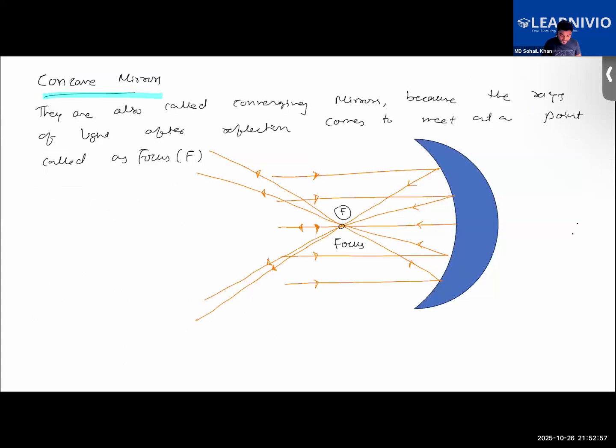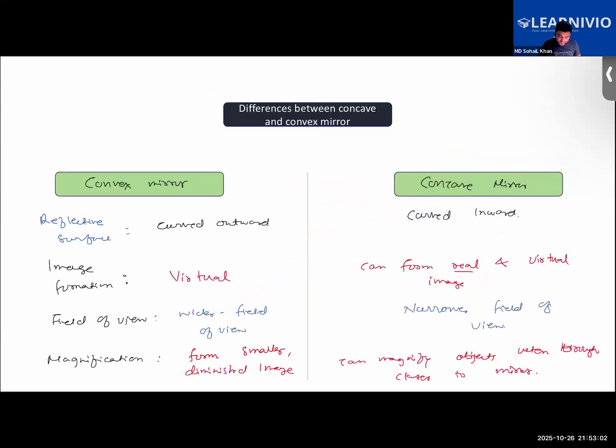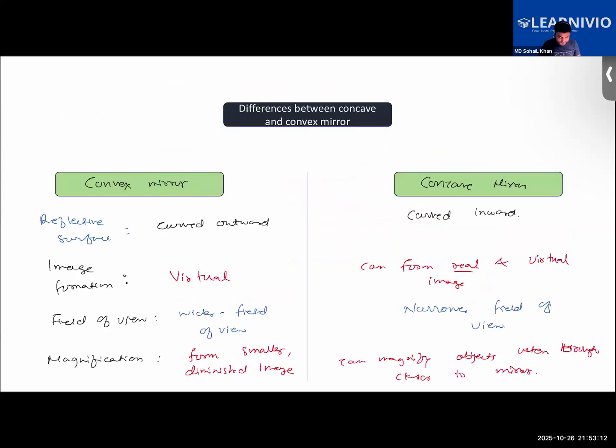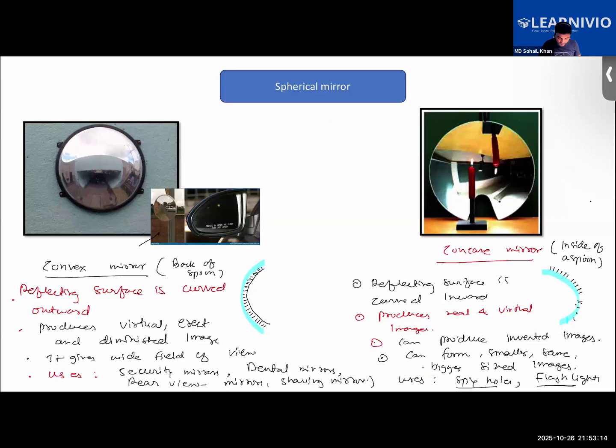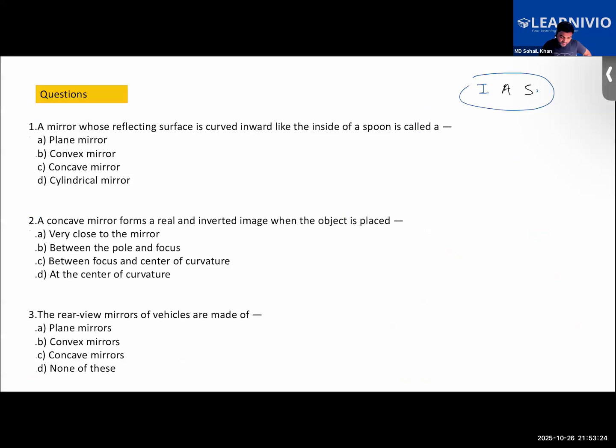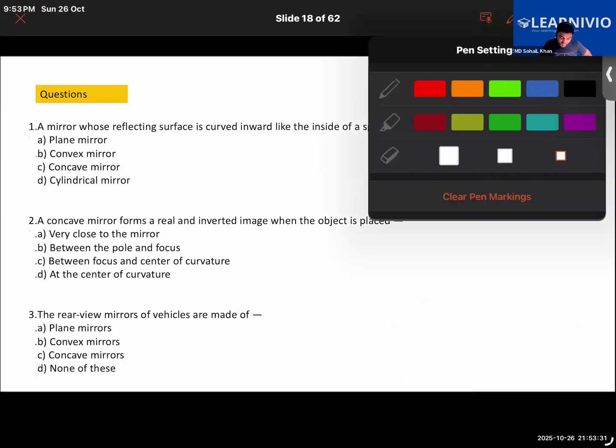Okay, see. Moments ago, we just learned about concave mirrors. What we learned is that they are curved inward, right? Concave mirrors are curved inward, as you can see here. About the concave mirror, we have learned that they are curved inward, just like the inside of a spoon. Even in the question, a hint was clearly given that it is curved inward like the spoon. So that is a concave mirror, clearly, no?